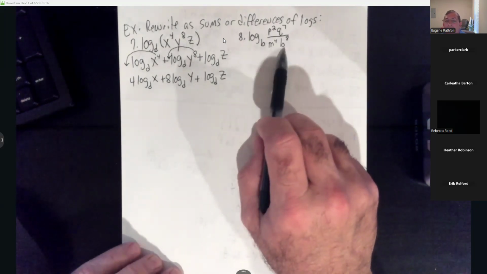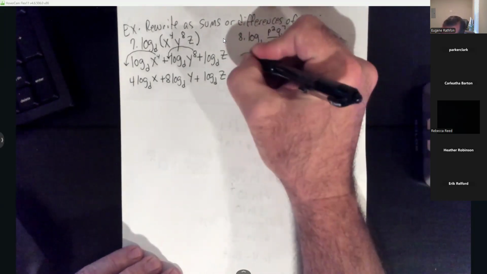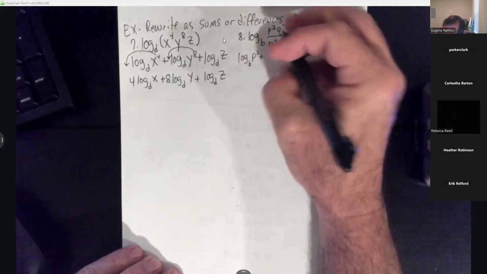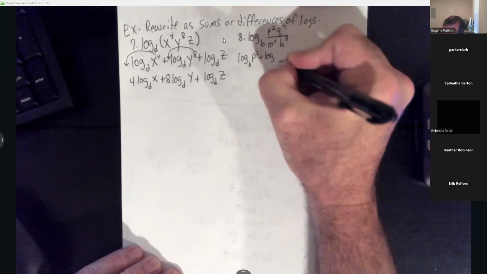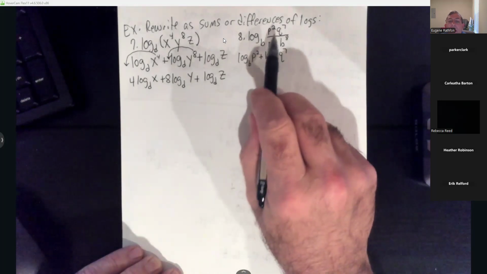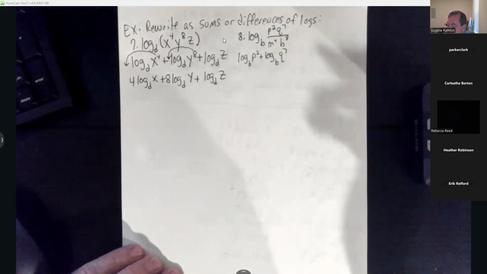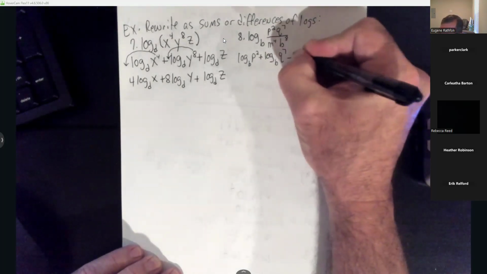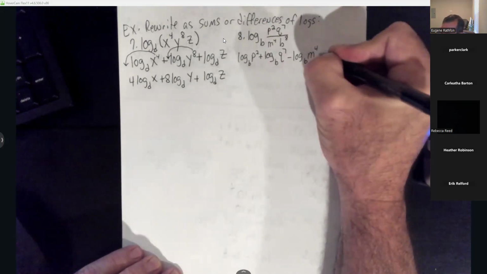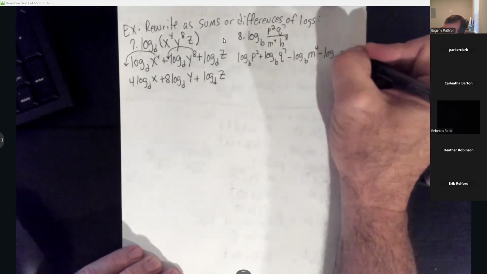So there's 4 factors here. So watch this. I'll do the log base b of p squared plus the q's on top, so it's going to be positive. That'll be a log base b of q to the 7th. Now the other 2 factors are on bottom, so they're going to be subtracted using the quotient rule. So it'll be minus log base b of m to the 4th, and then minus log base b of b to the 8th.